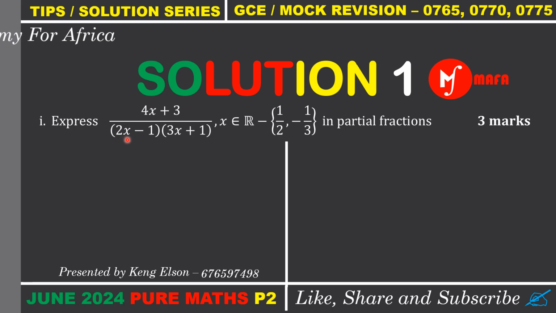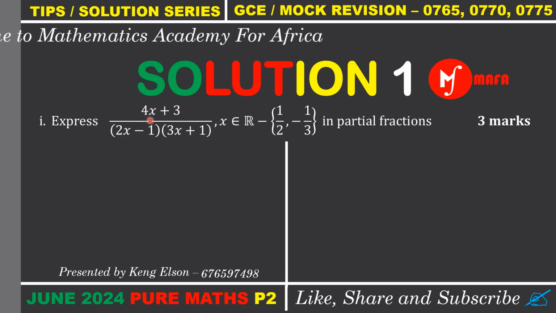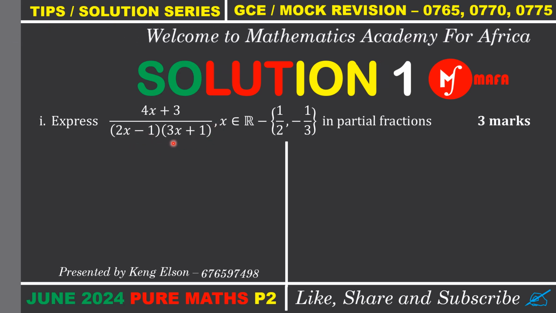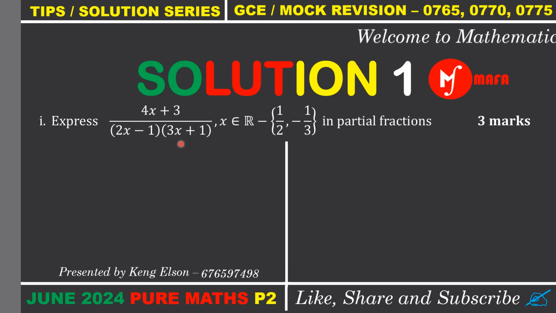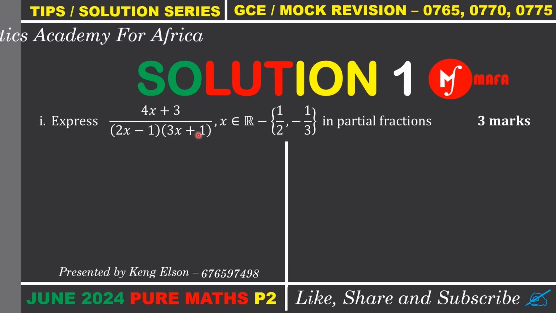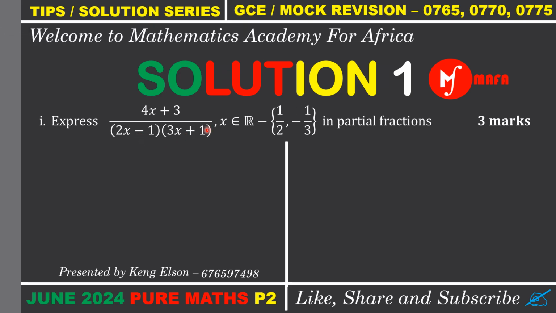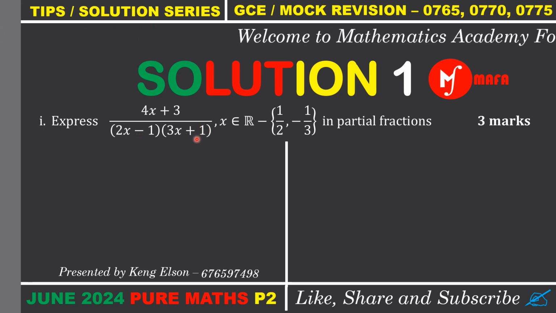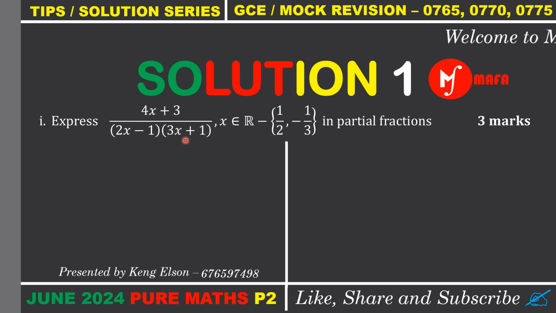If maybe the polynomial in the denominator here was a quadratic which was not factorized, we have to try to see if we can factorize it. If we can factorize it, we need to factorize it and express it as a product of its linear factors before we start the partial fraction resolution. If it cannot be factorized, then there are forms that we are going to use.